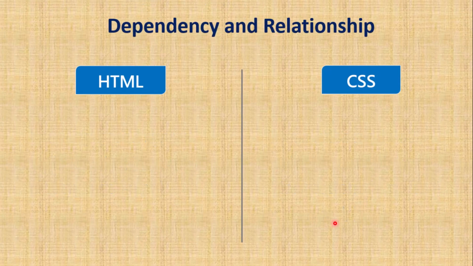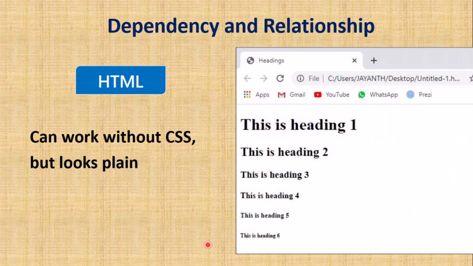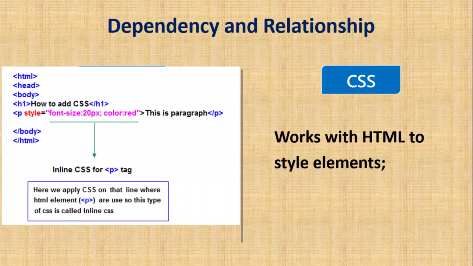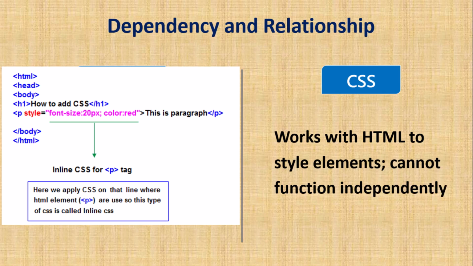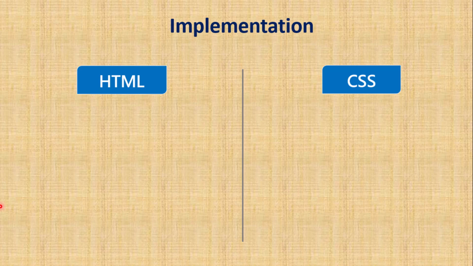HTML and CSS have a complementary yet interdependent relationship. HTML can exist without CSS, but a web page created solely with HTML would be plain and lack visual appeal. CSS, on the other hand, needs HTML to function, as it relies on HTML elements to add the style and visual enhancement. Another key difference is how HTML and CSS are implemented.